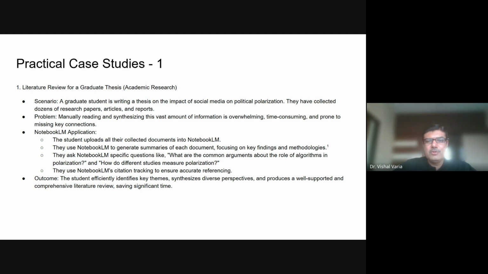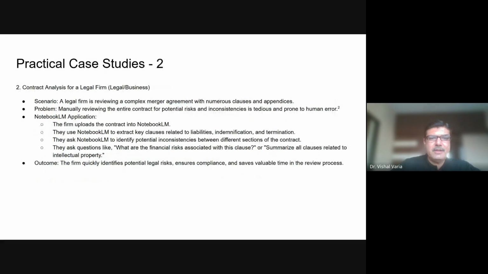Outcome: the student efficiently identifies key themes, synthesizes diverse perspectives, and produces a well-supported and comprehensive literature review, saving significant time. If you're going to personally go through all the literature review, you're going to spend around 8 to 10 days, then again summarizing it, finalizing it. And now if you've got the relevant content, just upload it. Within 1 hour, you are ready with your literature review, depending upon how your questions are.